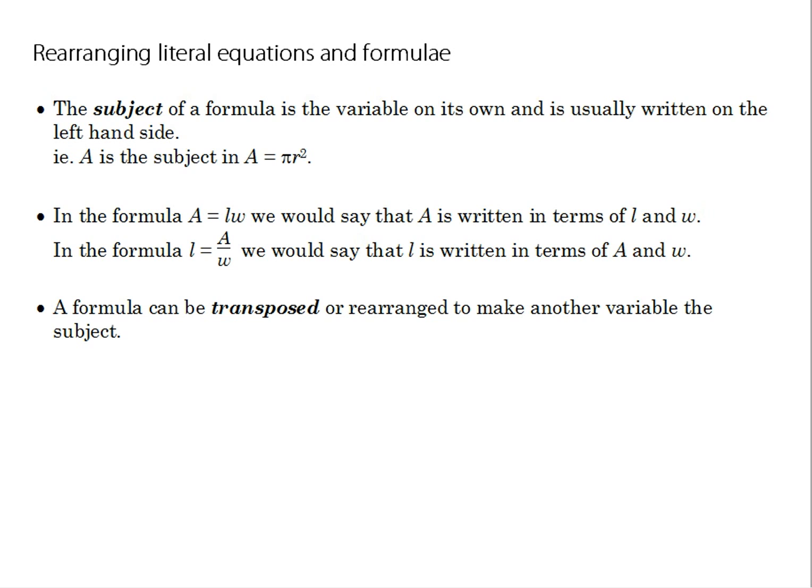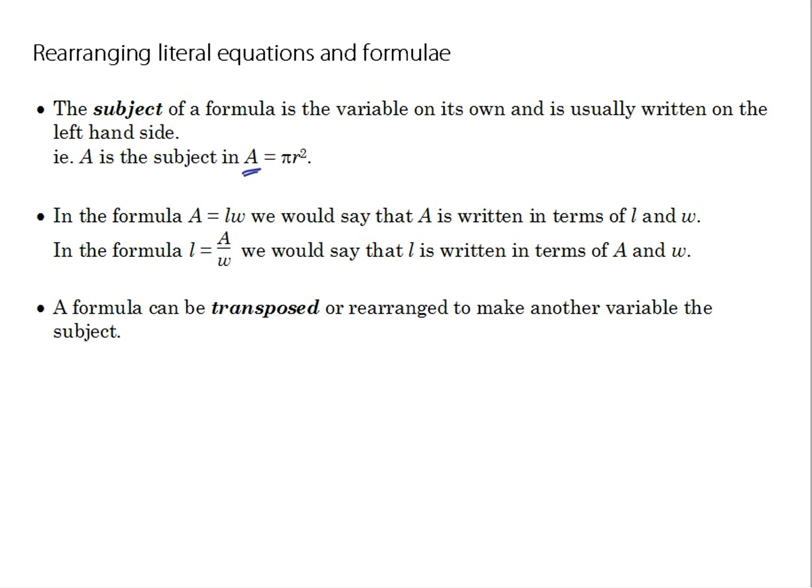When we're dealing with literal equations or formulae, we refer to the subject of the equation as being the variable on the left-hand side of the equation on its own. For example, in the formula A equals pi r squared, we would say that A is the subject of this formula. In the formula A equals L times W, we would say that A is written in terms of L and W. So A is the subject and it is described in terms of L and W.